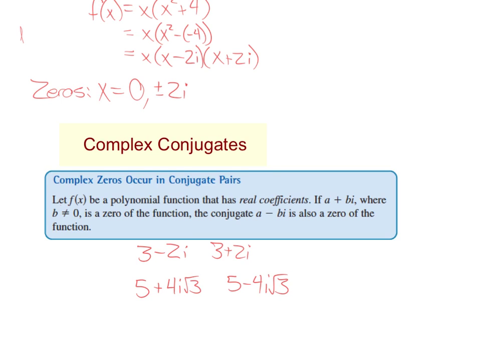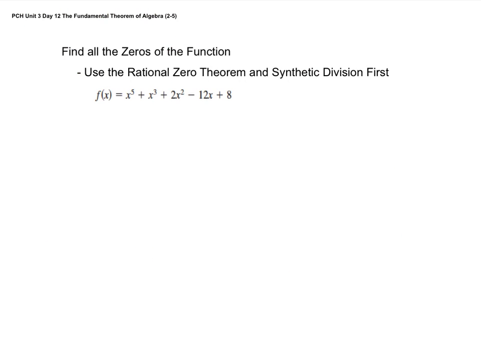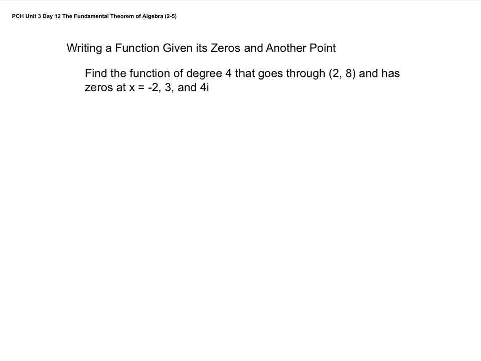Alright, now, how can we use this? We're going to write a function. A lot of the times, we actually know what the zeros are. You're coming up with a situation, you might know what values will give you a 0, but you want to come up with a function to represent that. You also might know one point that would fall on this function.